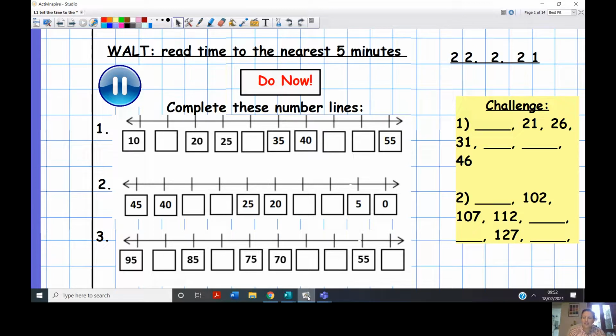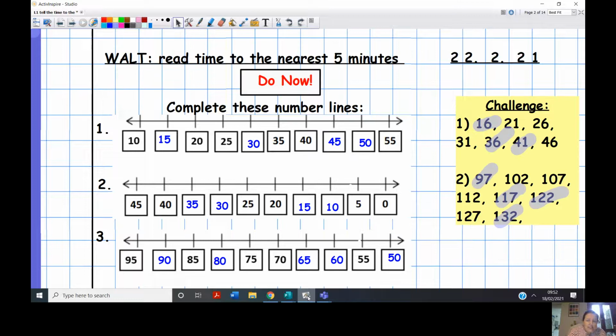Fantastic. Let's have a look at these answers. You might have spotted that all the intervals in all the number lines, including the challenge, are intervals of 5. You're either adding or subtracting 5. That fits quite nicely with our lesson today, which is that we're going to read time to the nearest 5 minutes.